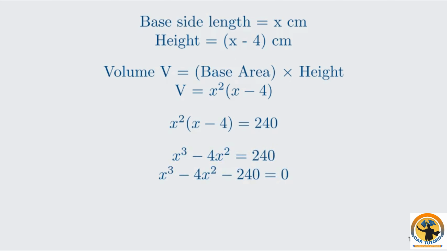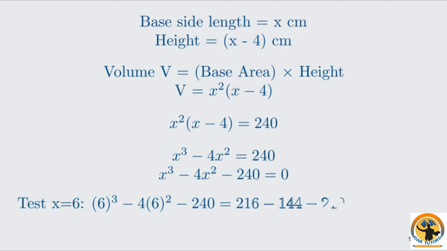Let's test x equals 6. 6 cubed is 216. 4 times 6 squared is 4 times 36, which is 144. 216 minus 144 minus 240 is -168. So x equals 6 is not a root.